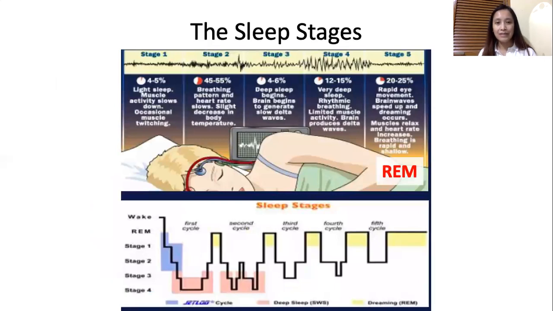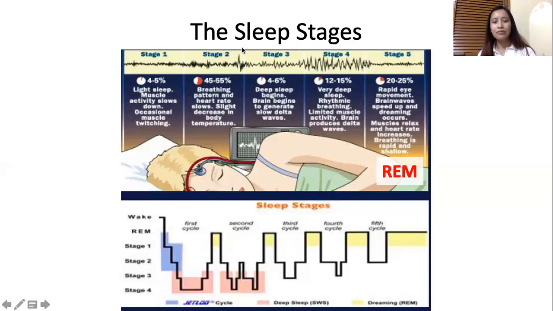As part of the sleep-wake cycle, we also need to talk about sleep. Sleep has several stages: stage 1, stage 2, stage 3, stage 4, stage 5. In stage 1, this is about 4 to 5% of your entire sleep duration. Usually when you're just about to sleep, the sleep is just light. Your muscle activity starts to slow down, and some of you might notice some muscle twitching. Later on, when your sleep goes deeper, you transition into stage 2. This is about 45 to 55% of the time you're sleeping. Your breathing pattern and heart rate slow down, and there is a slight decrease in body temperature.